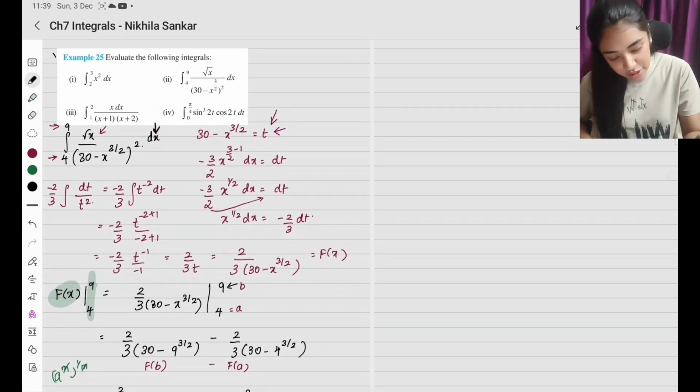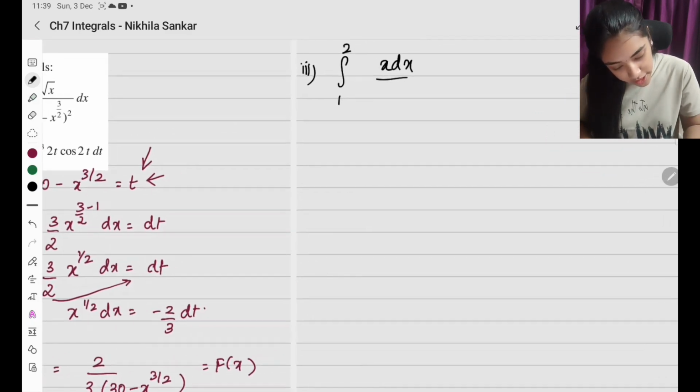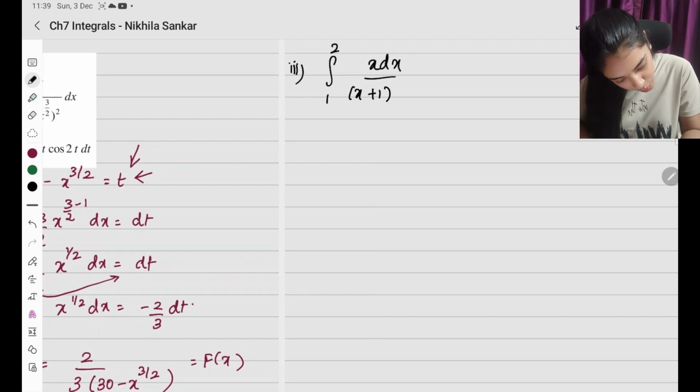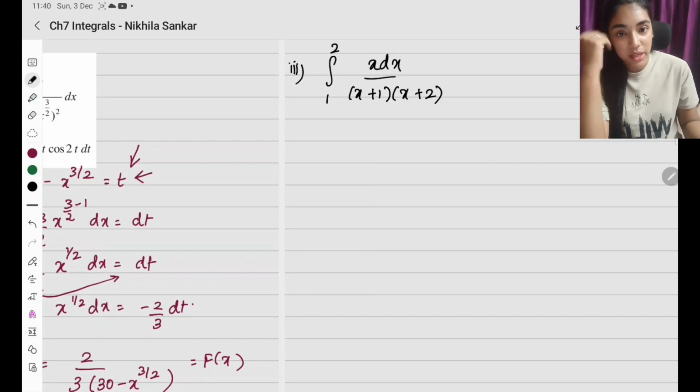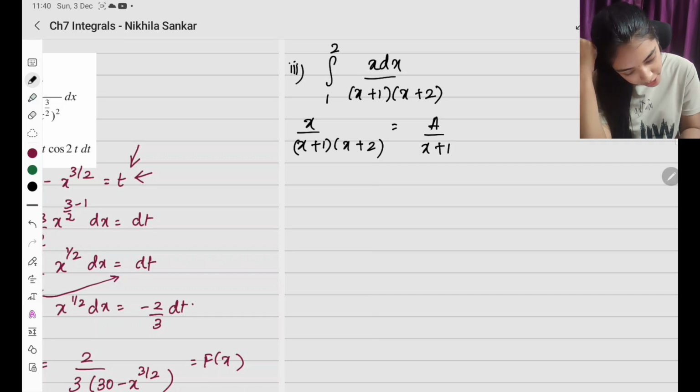This is basically partial fractions. So, I'll copy the question. Third, integral 1 to 2, dx divided by x plus 1, x plus 2. So, x plus 1 times x plus 2. So, now shall we do this by the partial fraction method? Now in partial fractions we have to proceed step by step. So, what do I have? 1 divided by x plus 1, x plus 2 is going to be a divided by x plus 1 plus b divided by x plus 2.